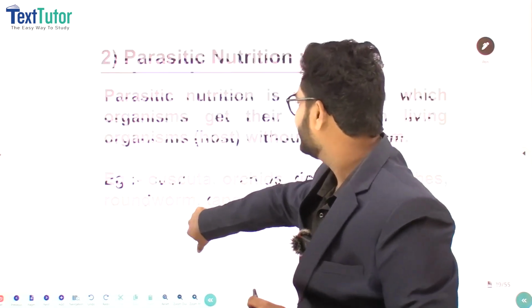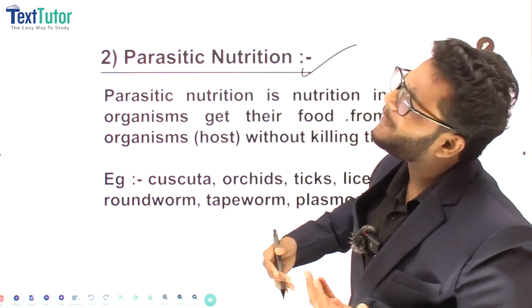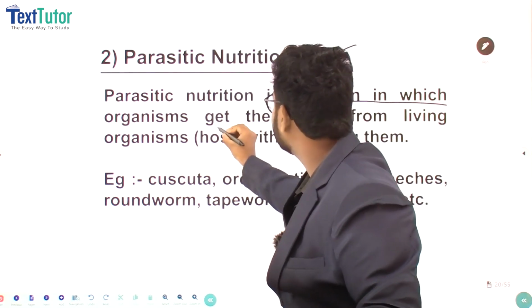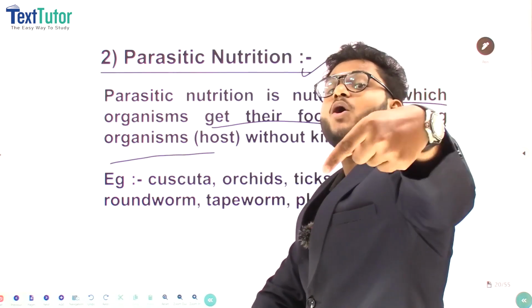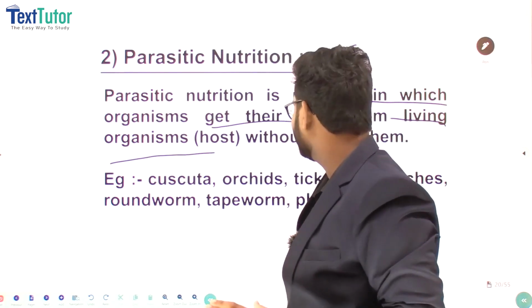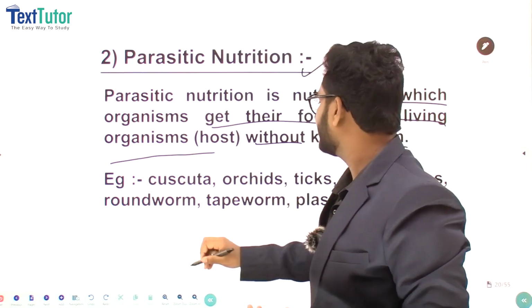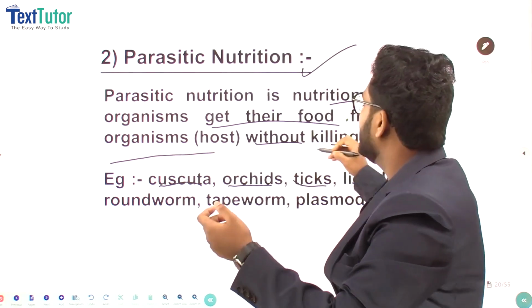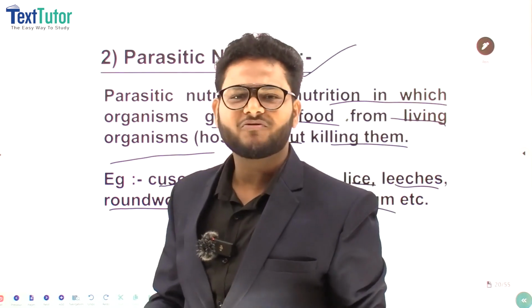Okay. Now the second one is the parasitic nutrition. What do you mean by parasitic nutrition? See, it is nutrition in which organisms get their food from a living organism. The living organism acts as a host, without killing them. Examples: cuscuta, orchids, ticks, lice, leeches, roundworm, tapeworm, plasmodium. These are the examples for parasites.